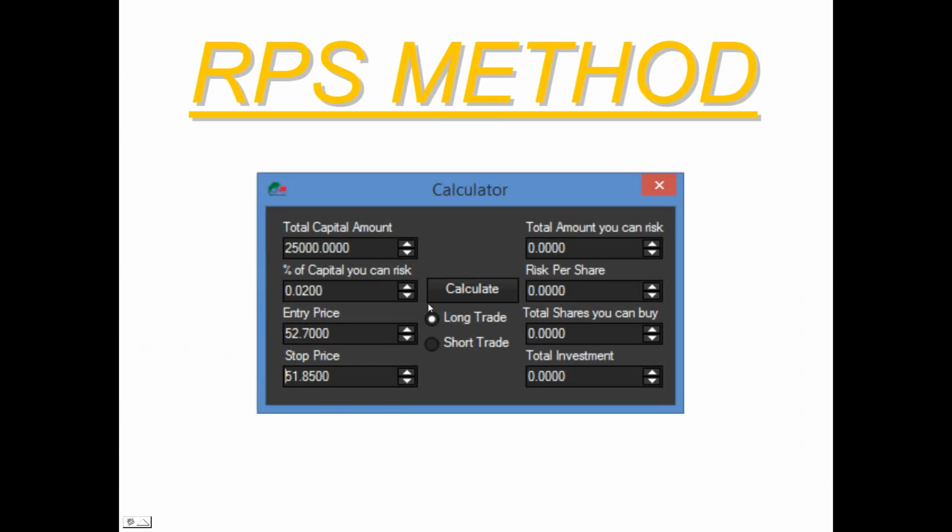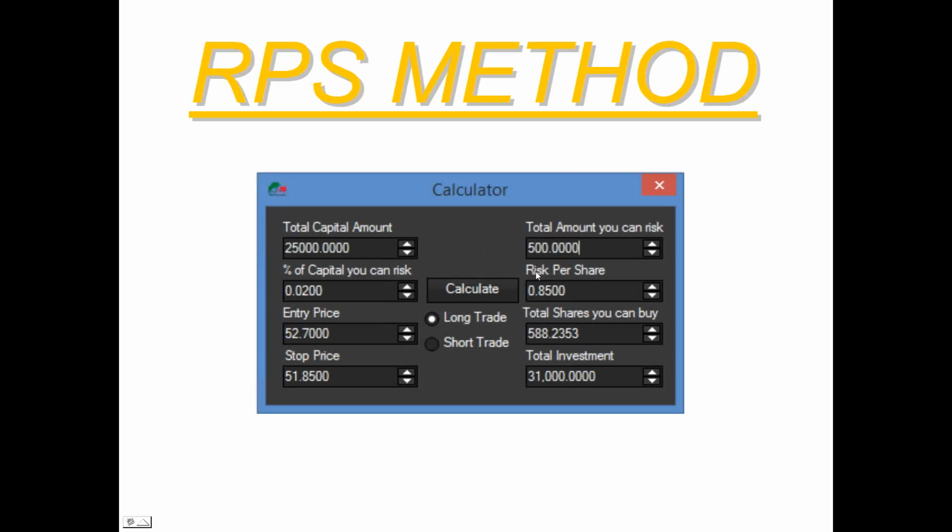And that's it. Once that happens, you just simply hit calculate and you'll see all the results on the right side of the calculator. So the total amount you're risking is $500. You remember, you're only going to be risking $500 out of this $25,000. Why? Because you said you only wanted to risk 2%, and 2% of $25,000 comes out to $500. So you know that's the most you can lose, $500.